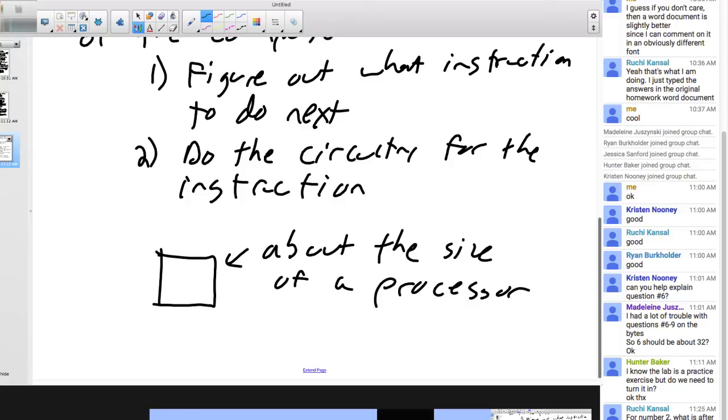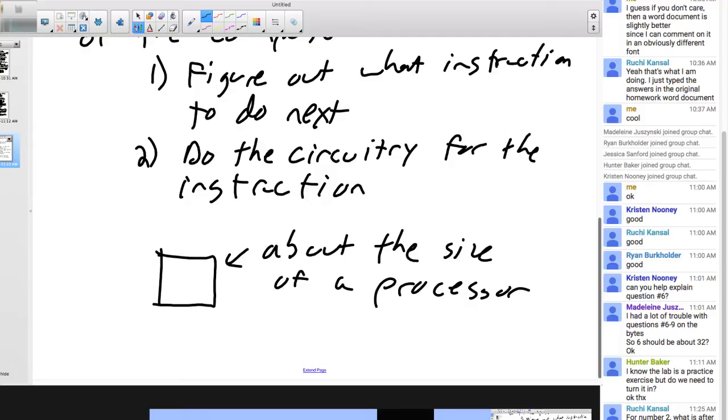Do the circuitry. C-I-R-C-U-I-T-R-Y. Circuitry. Can I erase? I think I can. Circuitry.